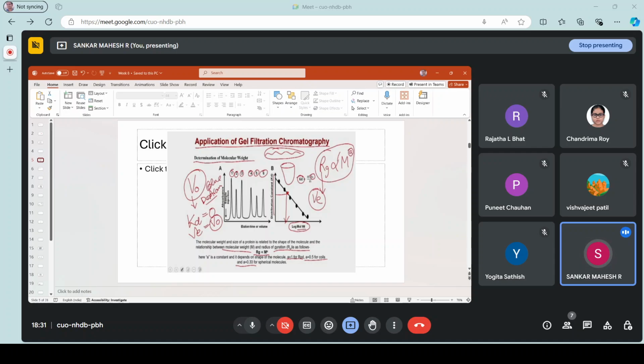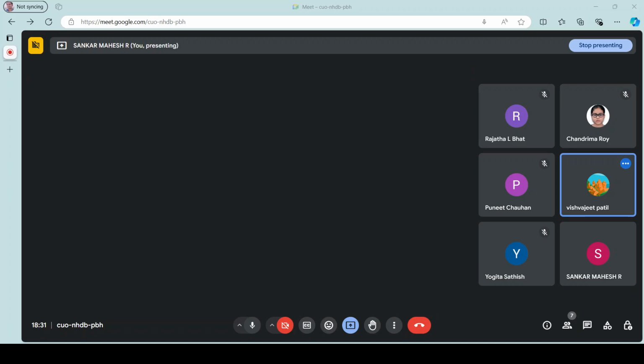Was this explanation clear? Or if there are any doubts, you can unmute. Yes, sir. But then what is the answer? Okay, so here they're asking for a sphere, right? For a spherical molecule, it is 0.33. Option B. Okay, sir.